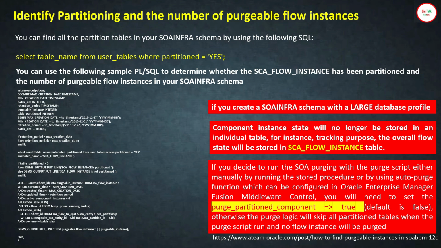Now the important point: if you are using the large profile, that means you are using the partitioning option and you would like to purge the partitioned database. If you decide to run the SOA purging with the purge script, either manually by running the stored procedure or by using the auto purge function, which can be configured in the EM console, as I said, we have two options. Either we enable it from the EM console or we run the purging using the script or the PL/SQL procedure. Whatever you decide, you need to set the purge partition component option to true. By default, this is false.